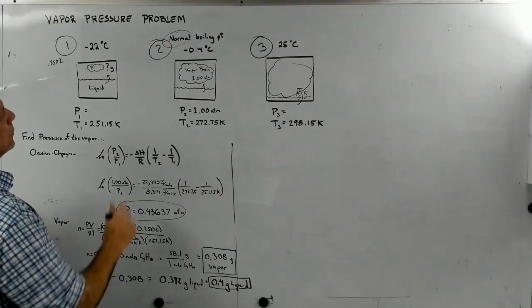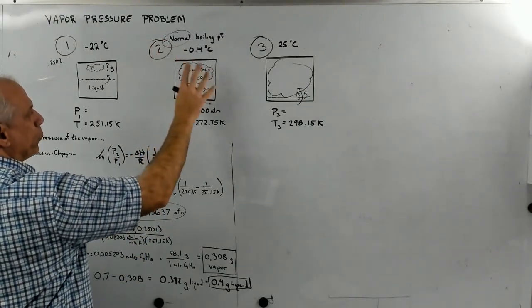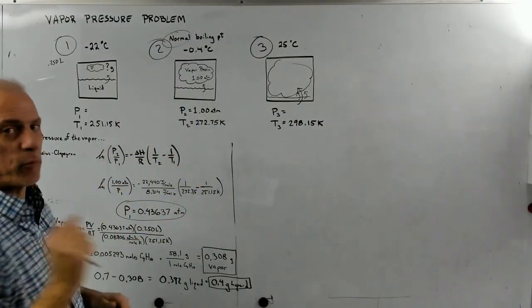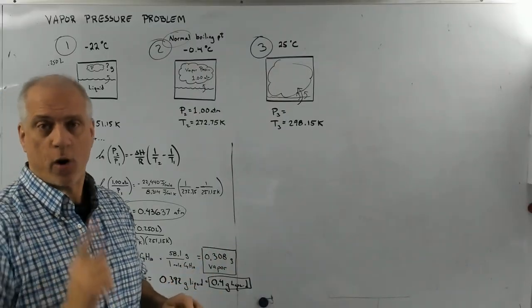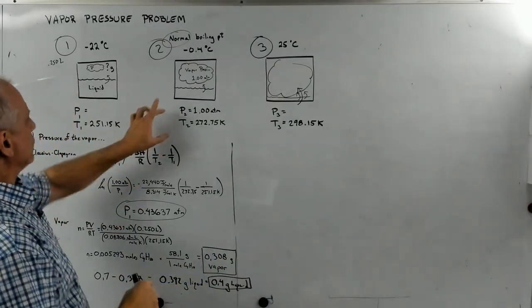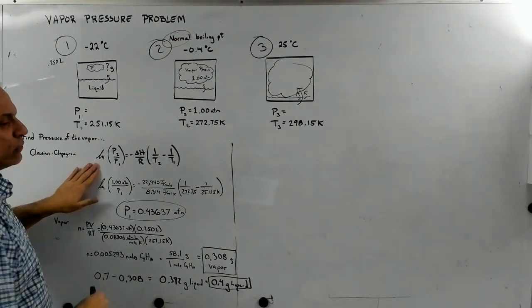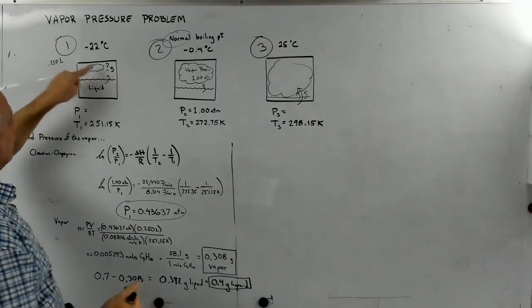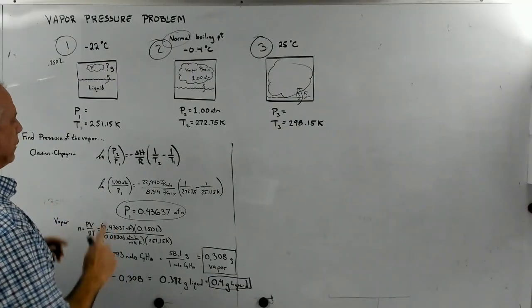To do that, we are given the normal boiling point, and the normal boiling point is when the vapor pressure is equal to the normal atmospheric pressure, which is 1 atmosphere. So we have that. We're going to use the Clausius-Clapeyron equation to calculate the vapor pressure of the butane vapor above the liquid.